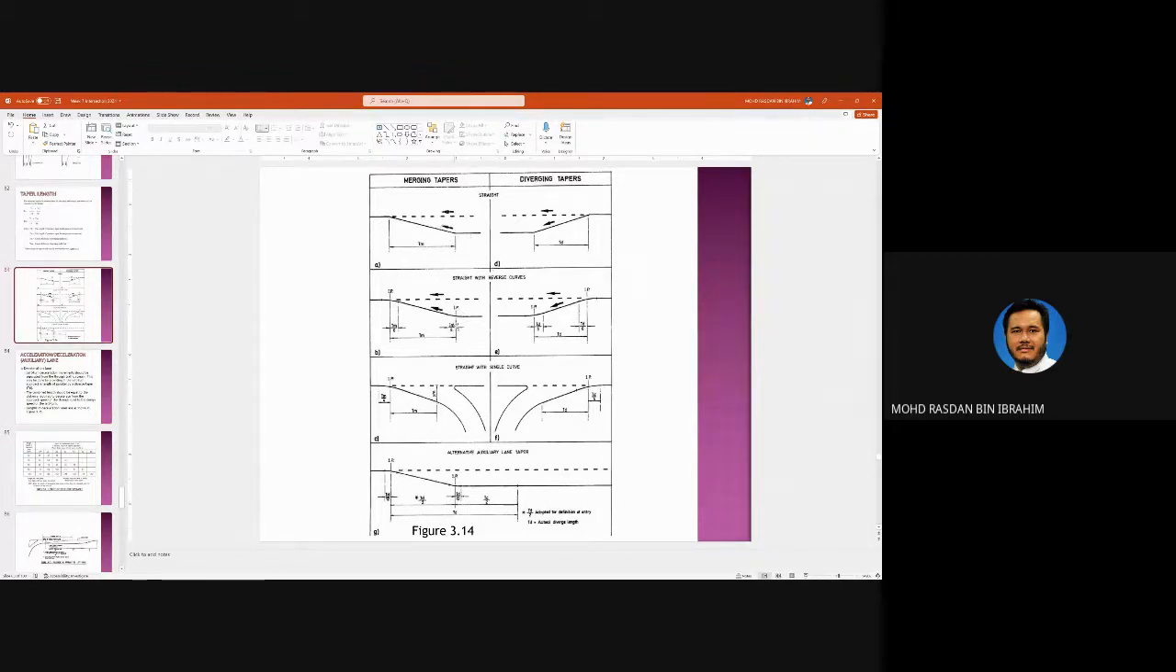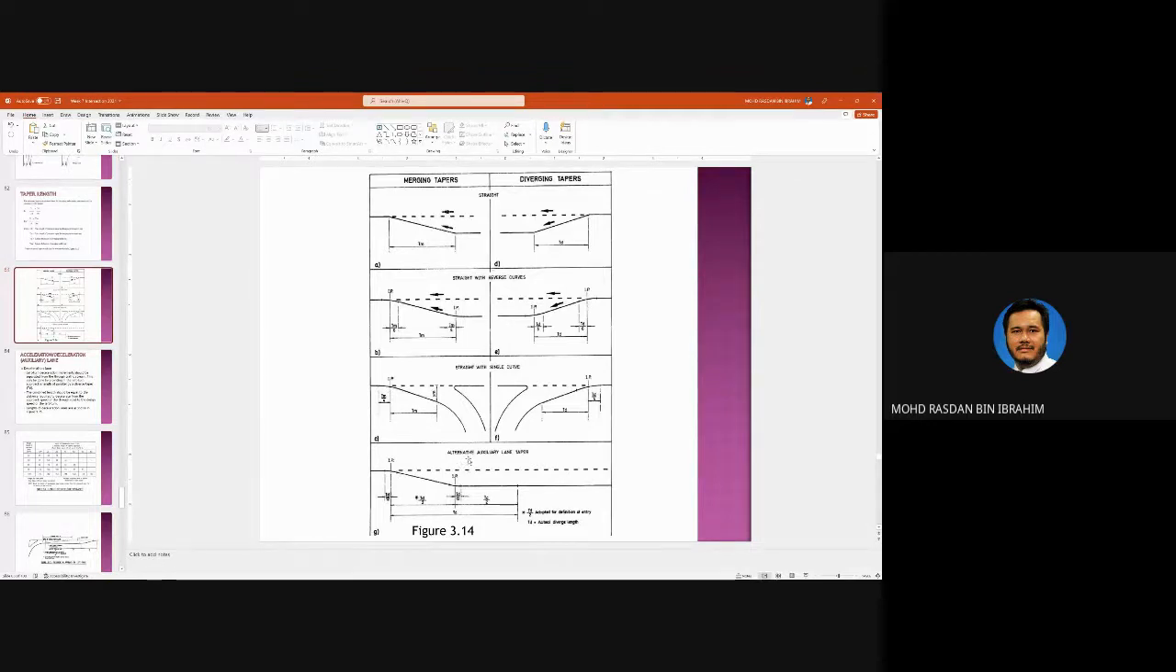Or you can have a curve here where this is the IP. You fit in a curve over here, you fit in a curve over here. Straight with reverse curve, so one curve and another curve. So that's reverse curve. Straight with a single curve, just one curve here.